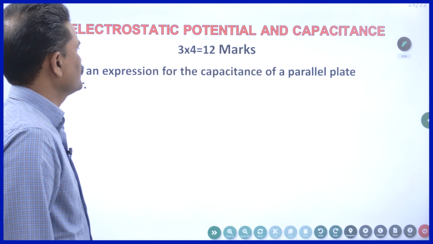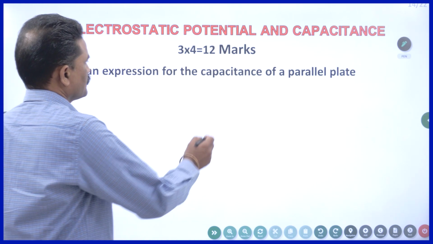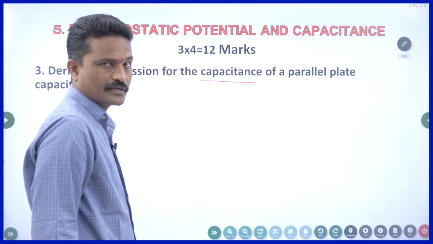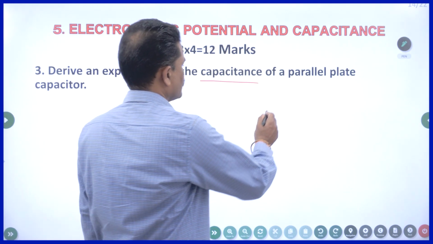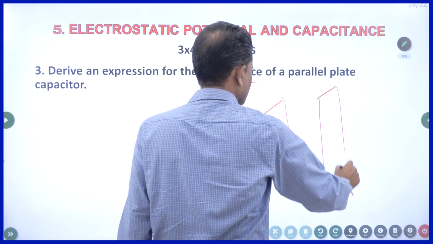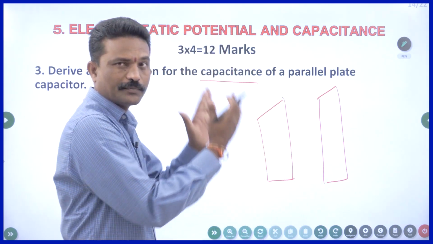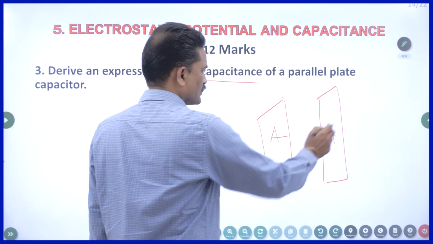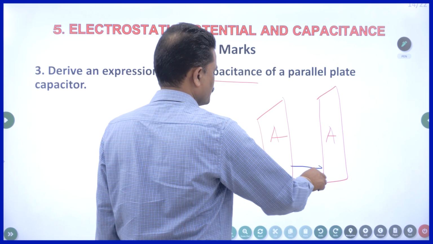Derive an expression for the capacitance of a parallel plate capacitor. You should know capacitance, you should know the parallel plate capacitor. A parallel plate capacitor consists of 2 parallel plates. This is plate 1 and plate 2. They are parallel to each other. Their areas are equal. They are identical. The distance of separation between them is d.